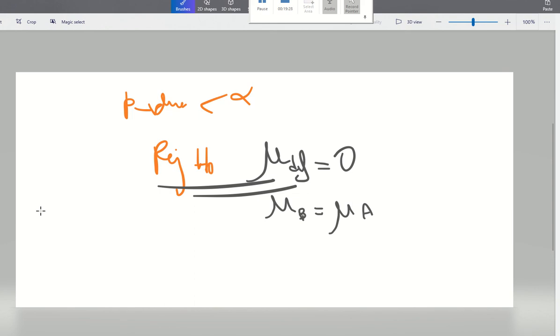not proof. We have evidence to suggest that actually the mu of differences is different than 0. There is a change in knowledge. Now, how do you know if that change is increasing or decreasing?